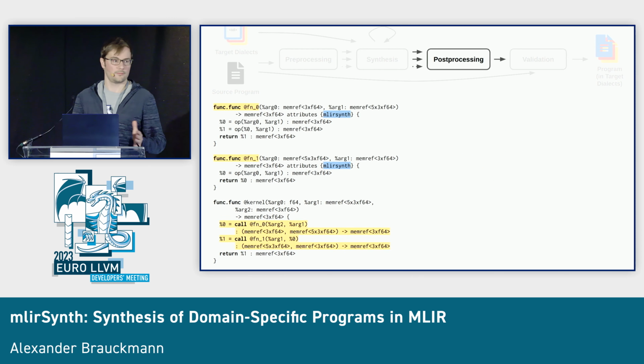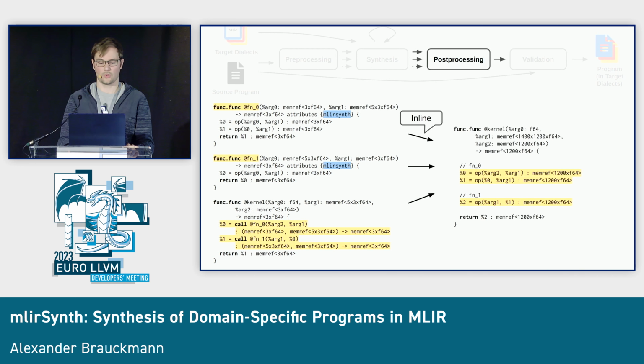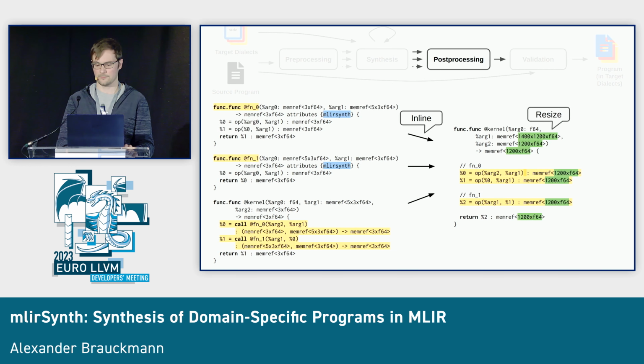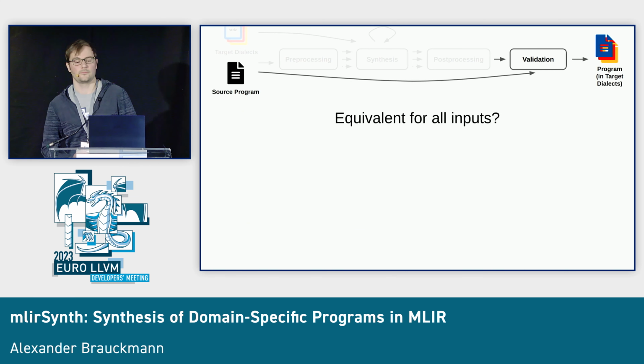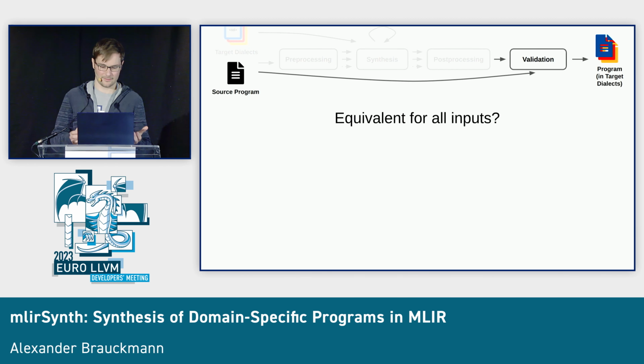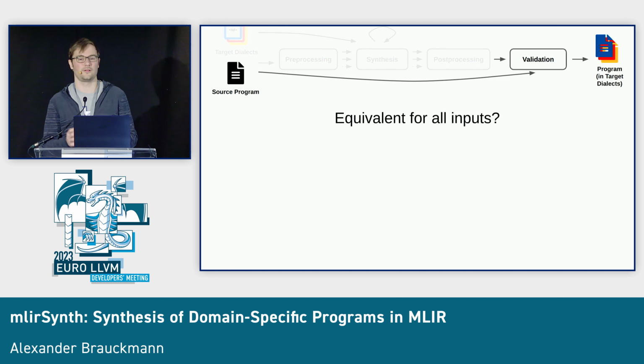Now that we have synthesized the individual functions, we now combine them back to a function by just doing an inlining operation, and then scale the problem back to its original size. Now we have basically found a function that is observationally equivalent for one input. But now, a good question is if it's equivalent for all inputs.